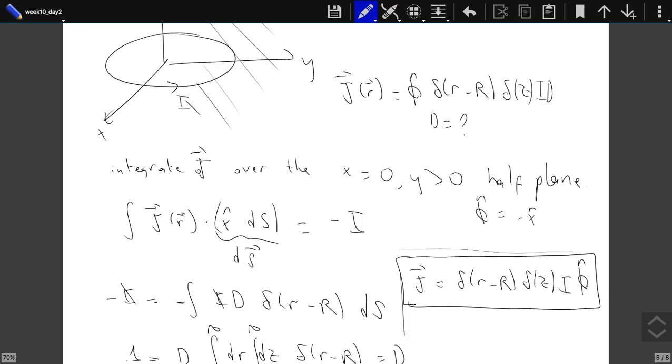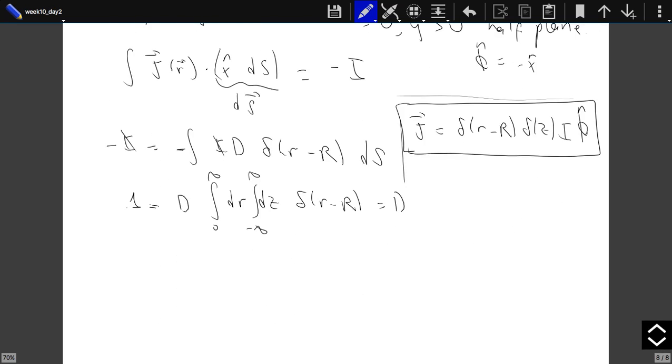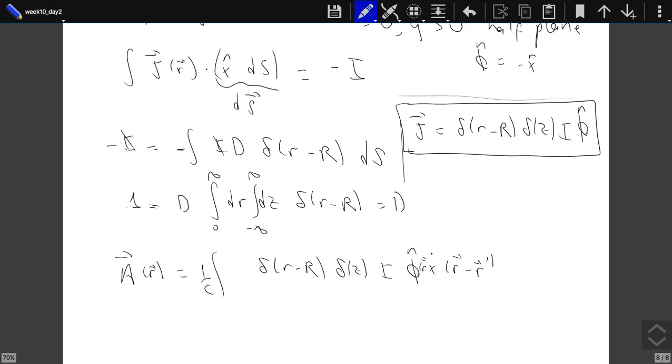Do you agree? So J, no, sorry, A, the vector potential at the point r will be equal to 1 over c, Dirac delta R minus R, Dirac delta z, I phi hat cross r minus r prime, this phi hat at the point r prime, cross r minus r prime over r minus r prime cubed. And then I integrate over dv prime.